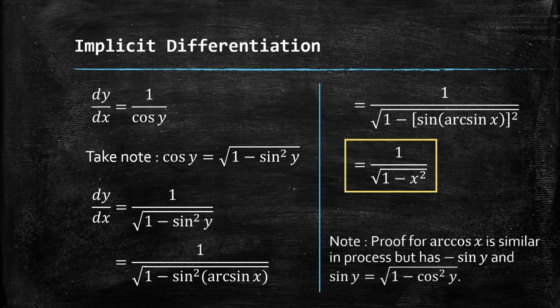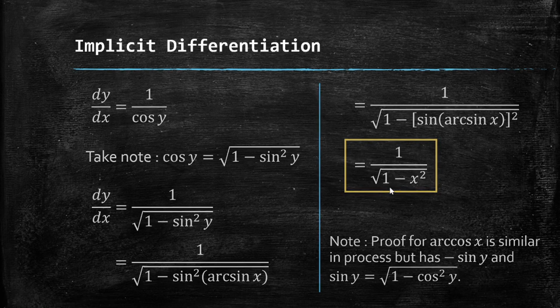Note that the proof of arc cosine is actually similar in process, but instead of cosine y, we'll have negative sine y, because the derivative of cosine is negative sine. And instead of cos y, we have sine y equals square root of 1 minus cos squared y. So basically you just substitute everything with these two, and whatever your y is, which is arc cos of x, and you'll still get the same formula but the negative version of that. You have negative 1 over square root of 1 minus x squared.